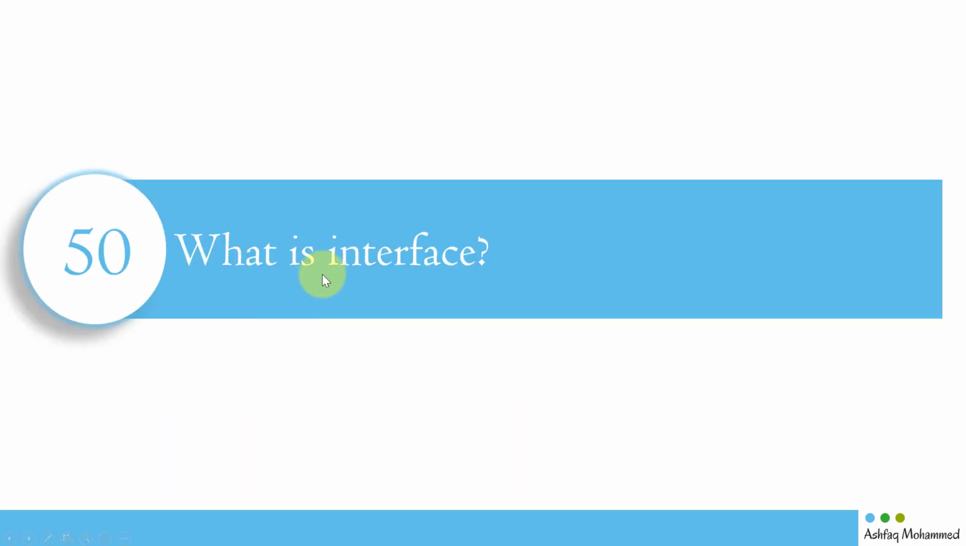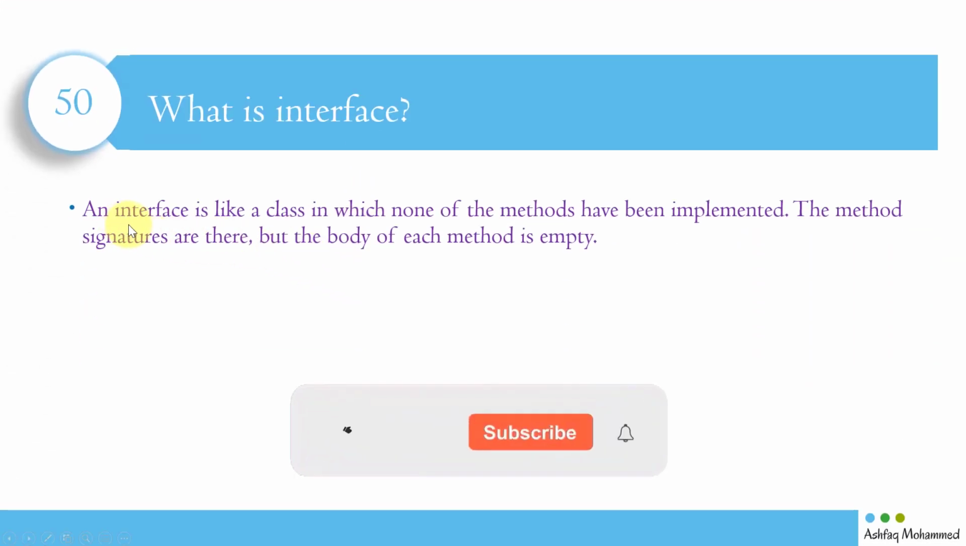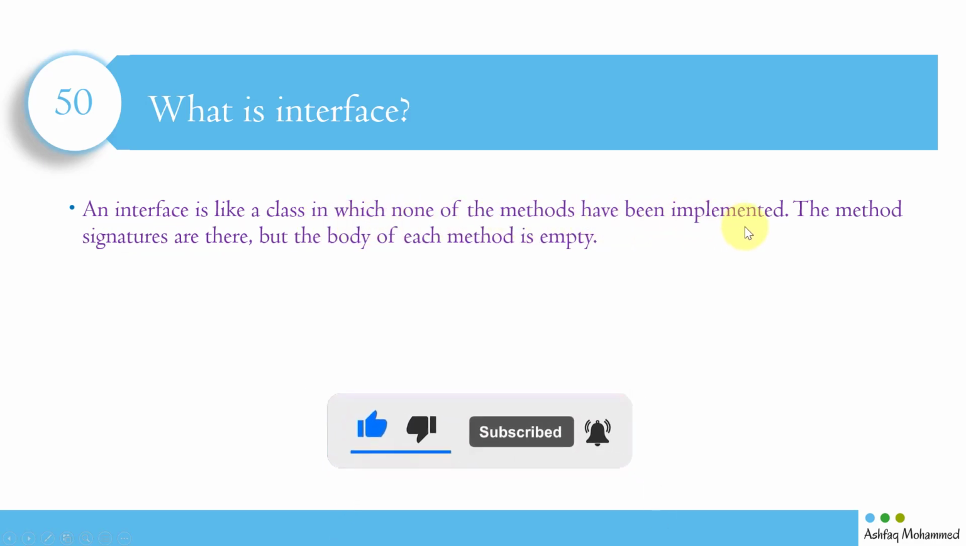Okay, next question is: what is an interface? This is also important. An interface is like a class in which none of the methods have been implemented. Basically, we have a class, but there is no implementation. In the sense, we create the method, but we don't write any logic for that method. So that is nothing but an interface. This is an OOPS concept you should all know, but interviewers sometimes check this, especially if an interviewer is coming from a Java background, then definitely he will ask this question.